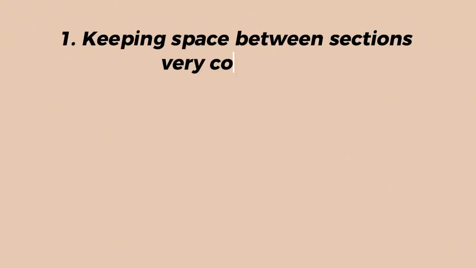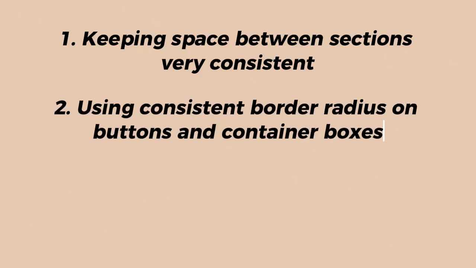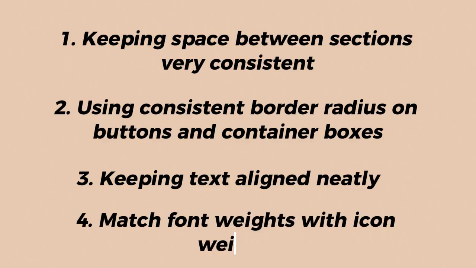So here are just a few basic things to never forget in order to keep your website looking more professional. And these are the little things. Remember, we're talking about the small things that count, not the bigger things. So number one would definitely be making space between the sections very consistent. Number two, using the same corner radius on buttons and boxes throughout the pages. Number three, keeping text lined up neatly. Number four, matching your thick or thin fonts with thick or thin icons.